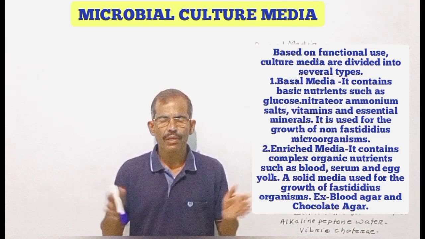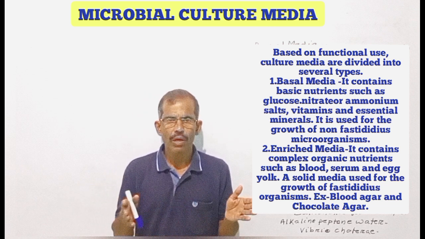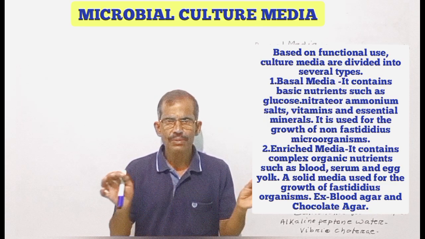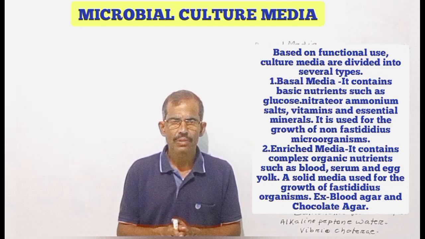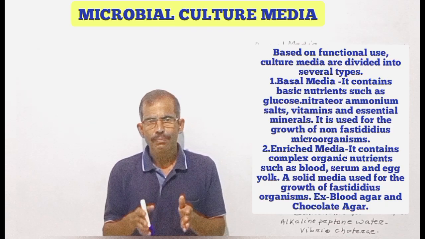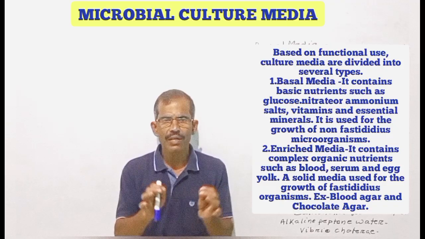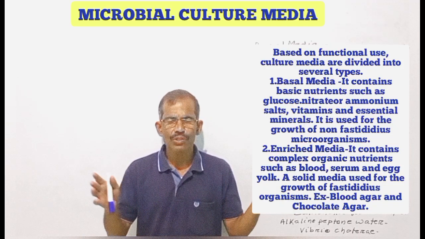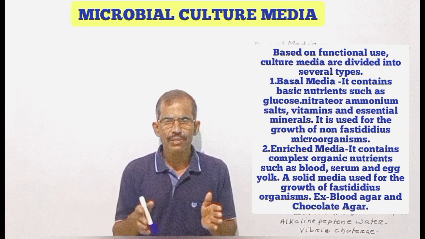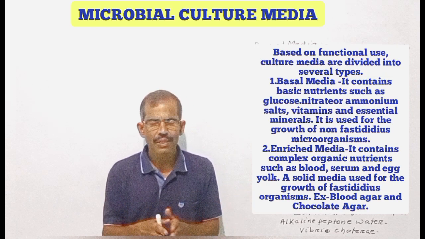Based on functional use, culture media are divided into several types. Number one, basal media, which can be solid or liquid. It contains basic nutrients such as glucose, nitrate or ammonium salts, growth factors and minerals. Basal media is commonly used for the growth and cultivation of a wide variety of non-fastidious microorganisms. It ensures basic cell survival and is used for routine subculturing, isolation and maintenance.